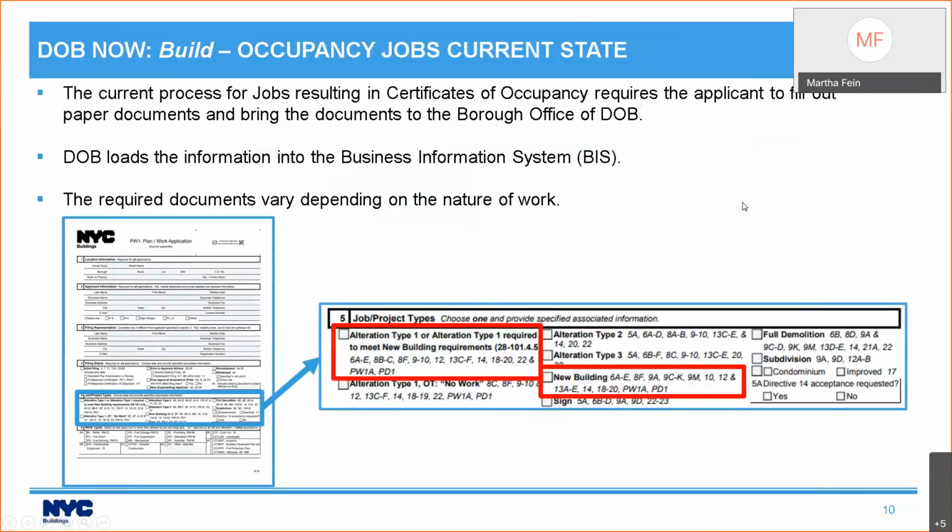So the current process for jobs that result in certificate of occupancy require you to fill out a paper document and bring it into the borough office of DOB, and then DOB loads the information into BIS. So on the paper PW1, if you look here, the job/project type, the two types that we are looking at are new building or alteration type 1 or alteration type 1 required to meet new building requirements. Those job types are the ones that are entering into DOB Now Build.